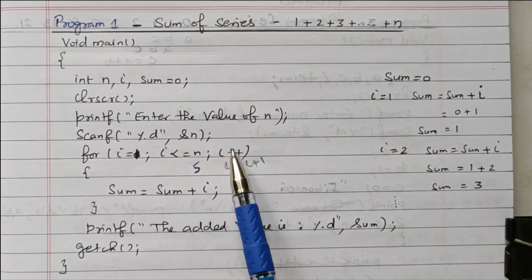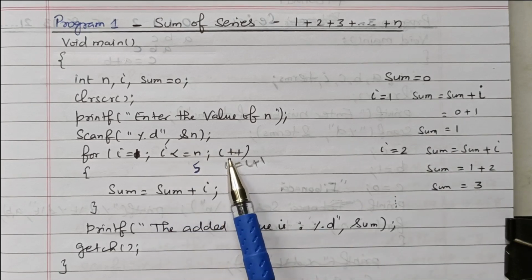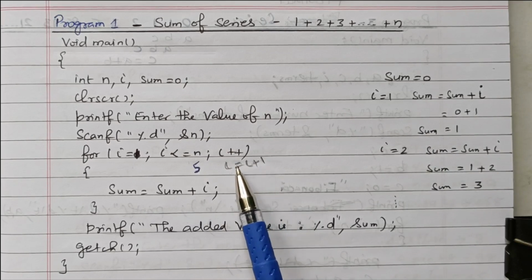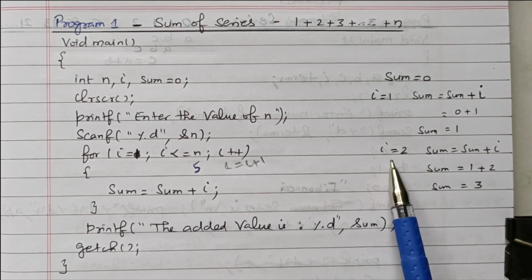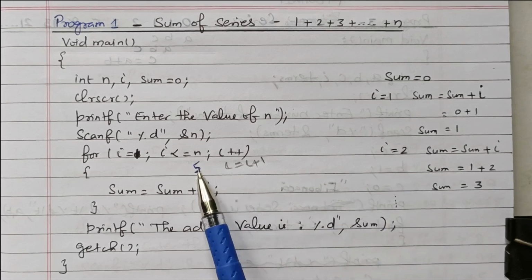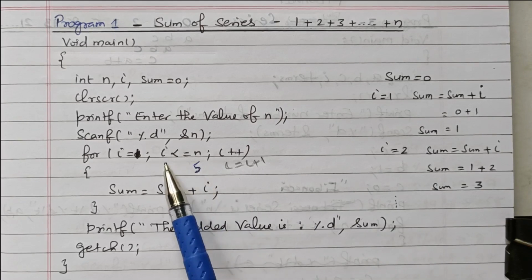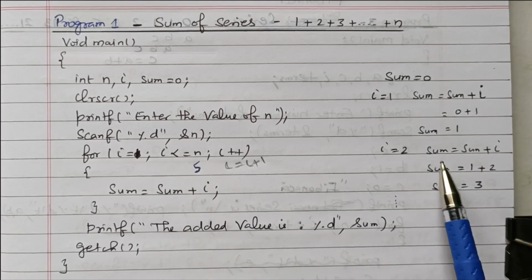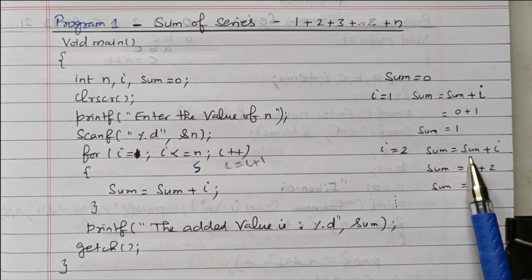Then it will go to the increment, i plus plus, that is i equal to i plus 1. Since i is already 1, 1 plus 1 becomes 2, so i equal to 2. This condition is satisfied: i is less than or equal to n, n is 5, and i is now 2. So again it will execute sum equal to sum plus i.